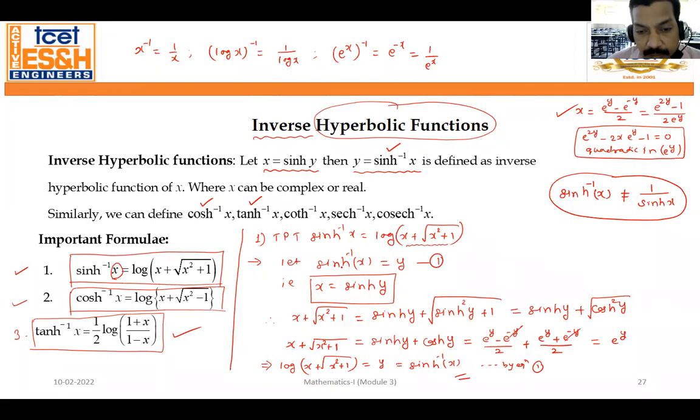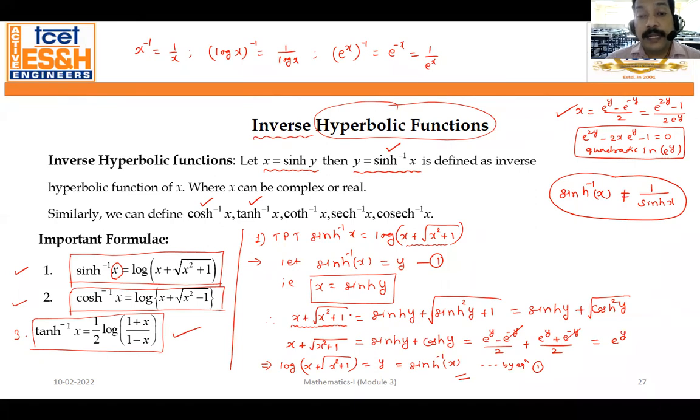मैंने क्या किया देखो. From this sin hyperbolic inverse of x is equal to y, I wrote x as sin hyperbolic of y. If I wrote x as sin hyperbolic of y, then I calculated x plus root of x square plus 1. Tell me why I calculated this thing, x plus root of x square plus 1. ये मैंने क्यों कैलकुलेट किया? If I know my x is sin hyperbolic of y, what is the reason behind calculating the expression x plus under root of x square plus 1? Why only this expression I calculated? At the right hand side.